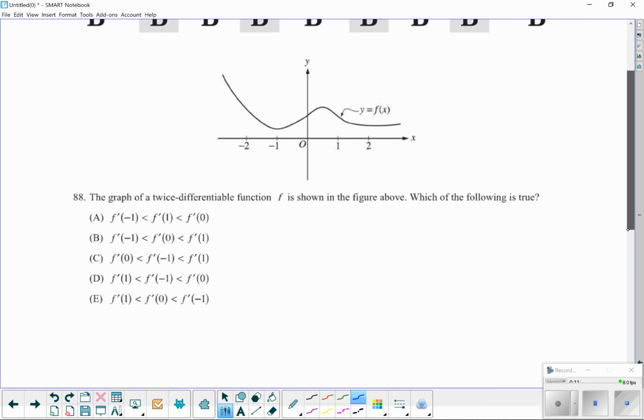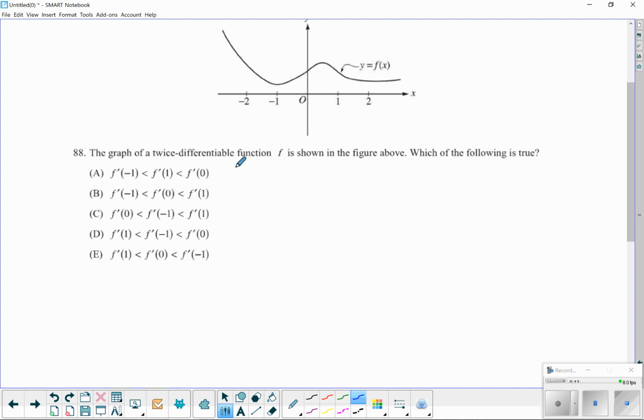88, graph of a twice differentiable function is shown above, which of the following is true, right? So it might take you a moment to look through this, but these are all f prime. So f prime, f prime, f prime, right? And it's just saying that for this function here, f prime means the derivative or the slope at -1. So at -1, the slope is actually 0.